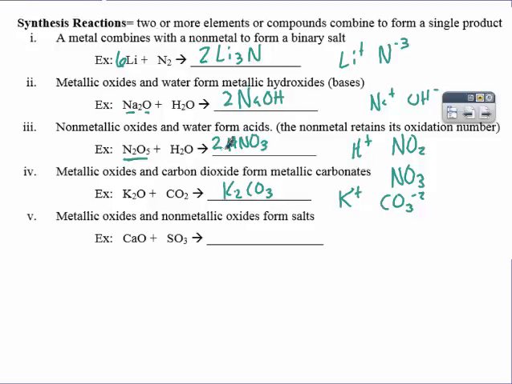And the last one, metal oxides and non-metal oxides form salts. In other words, it's going to form a metal polyatomic ion. Our metal in this case is calcium. And our polyatomic ion is either going to be SO3 or SO4. But I need that oxygen to come over so it balances. So it's going to be SO4. Those charges cancel, so it's just CaSO4.